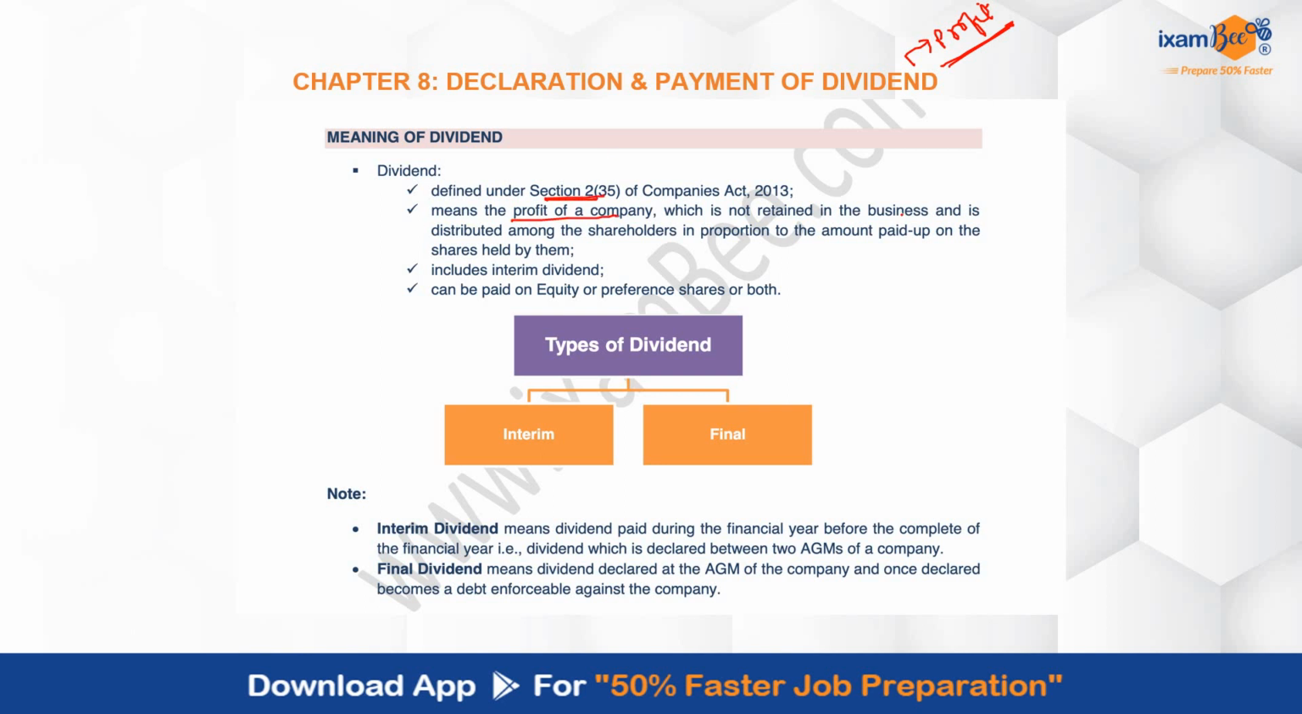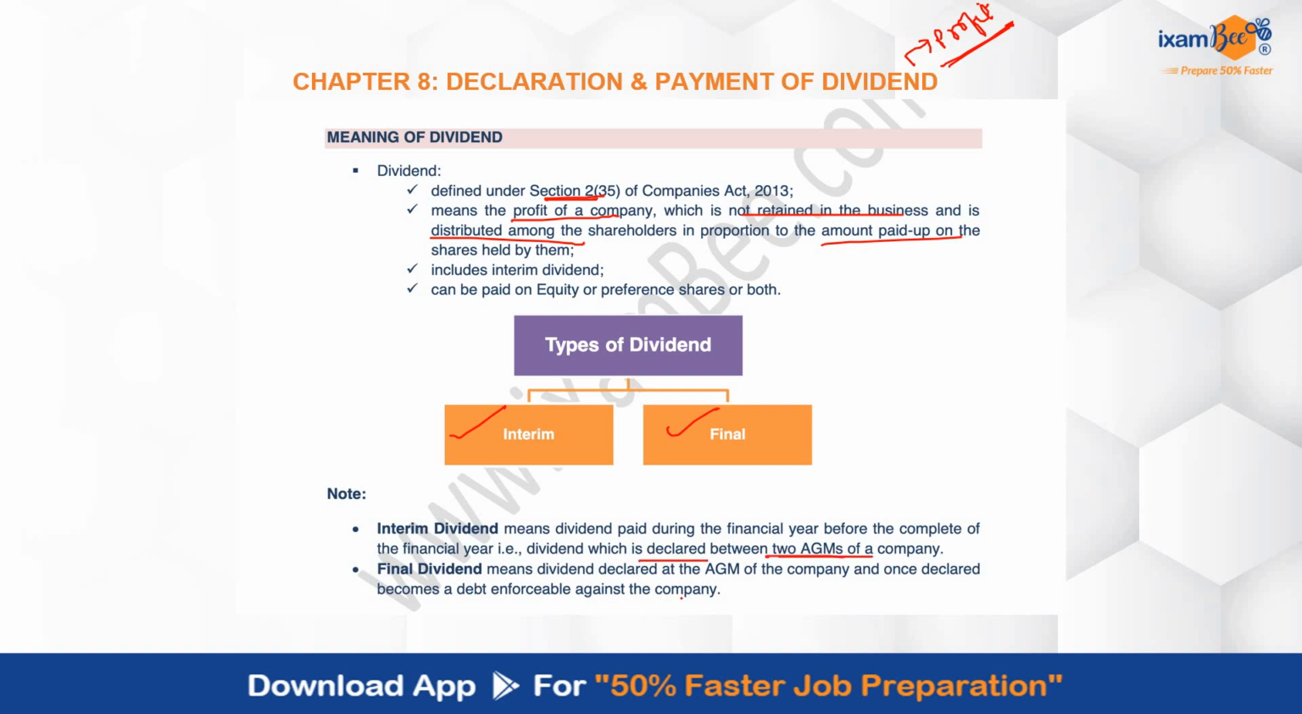Profit of the company not retained in the business distributed among the shareholders in proportion to the amount paid up on the shares which are held by them. This dividend also includes interim dividend. So types of dividend में interim dividend होता है, final dividend होता है. Interim dividend जो है during the financial year that is basically paid.